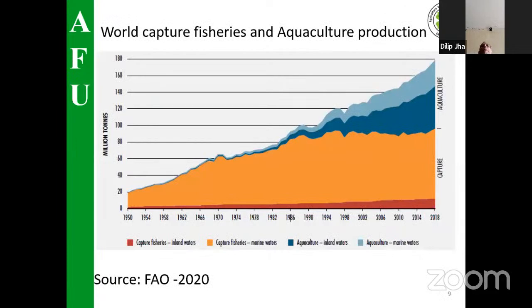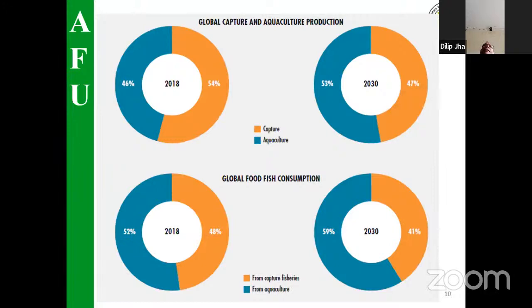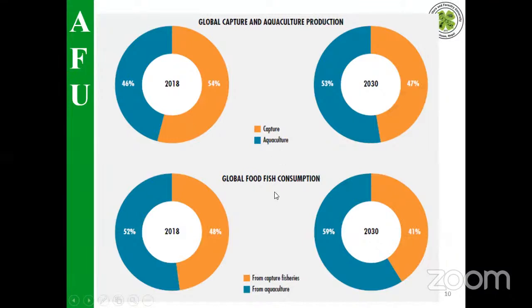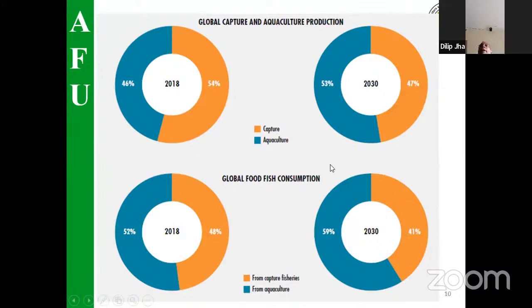So if we see the global capture and aquaculture production, earlier we mostly depended on capture, but nowadays capture fisheries is going down and down, and aquaculture is growing. So aquaculture of even marine waters, then other inland waters. If you talk about Nepal, we don't have sea in Nepal. So here we see the global capture and aquaculture production. Aquaculture production is expected to grow more and more in coming years.